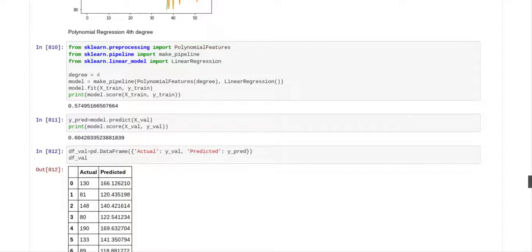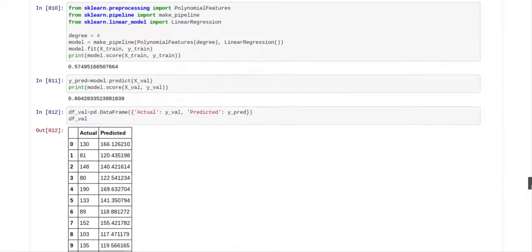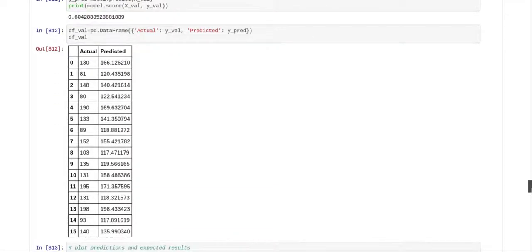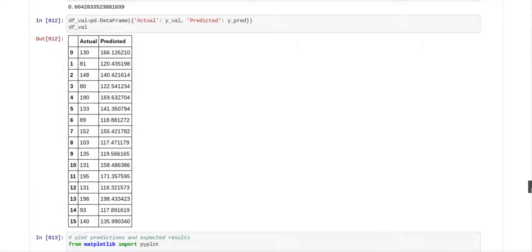So we decided we'd do polynomial regression. We also made a pipeline, and we did polynomial regression to the 4th degree, and we got a 57% accuracy when we did polynomial regression of the 4th degree, and 60% accuracy on the X val, Y val. These are predicted values as compared to the actual values.